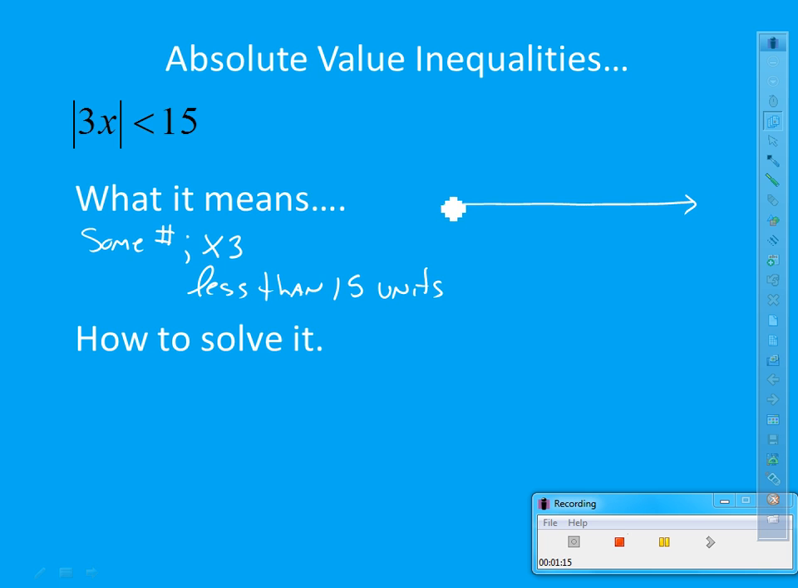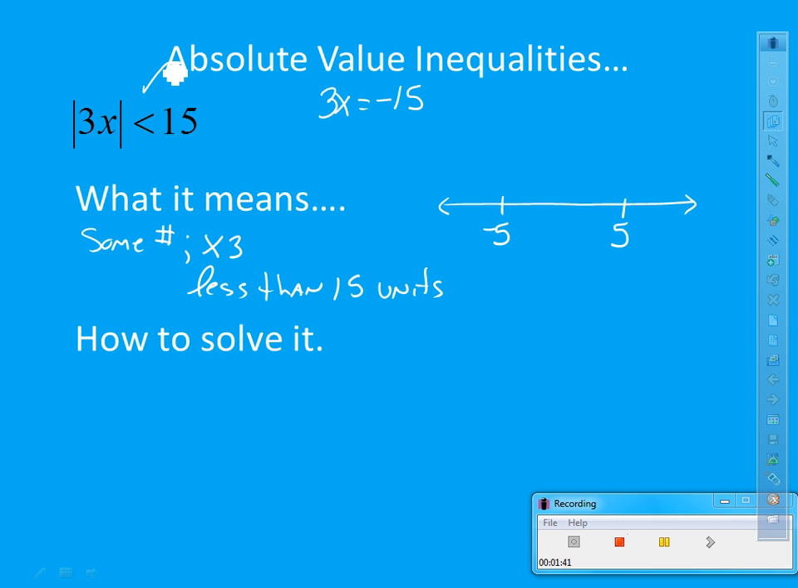Think about your number line. Well, 3 times what number would put me exactly 15 units away? Well, 3 times 5 puts me at 15 units away to the right. How about 3 times some number puts me 15 units to the left? Well, that number happens to be negative 5. Last time those would have been our answers, but today I added in an inequality.